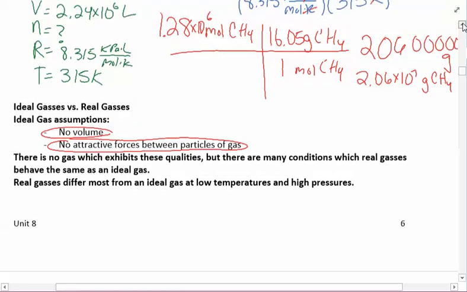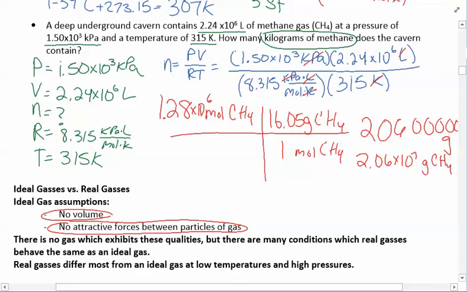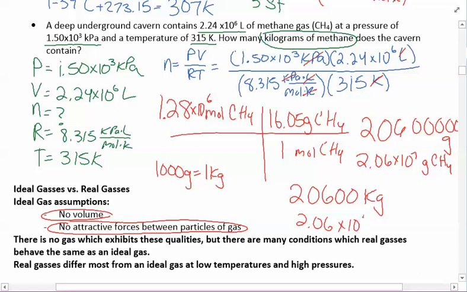We forgot a step on the last problem. The problem did ask for kilograms, and we left it in grams. So we do need to do one more unit conversion. There's 1,000 grams in a kilogram. So we're going to take our number, divide it by 1,000, and we're going to end up with 20,600 kilograms, or 2.06 times 10 to the 4th kilograms of methane. Either would be acceptable as your final answer.